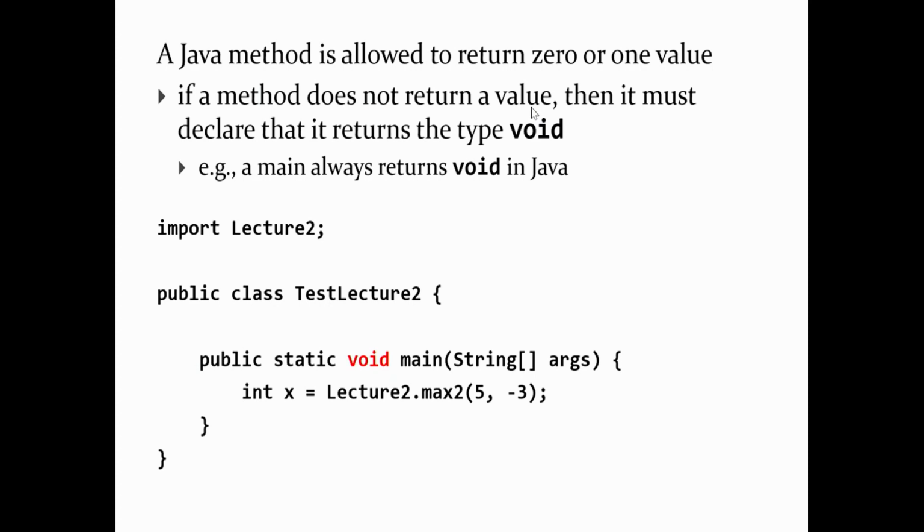Okay, if a method does not return a value, then it must say that the method returns the type void. So the main method in a Java program does not return a value. And so to indicate that the method does not return a value, you use the keyword void. So main is one of these methods that always returns void. If you want to write a method that returns no value, the return type is always void, and it has to be there.